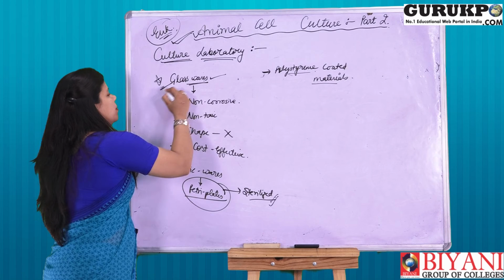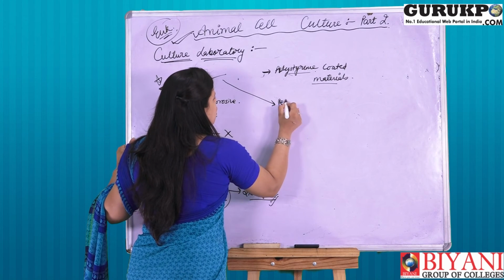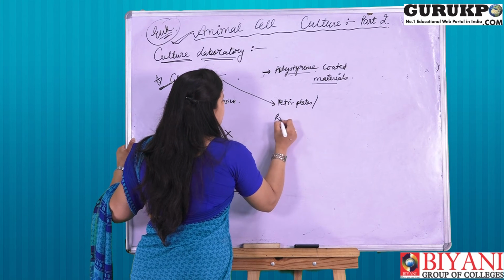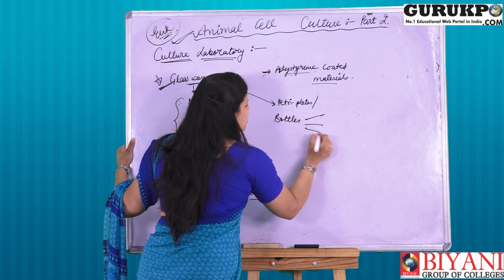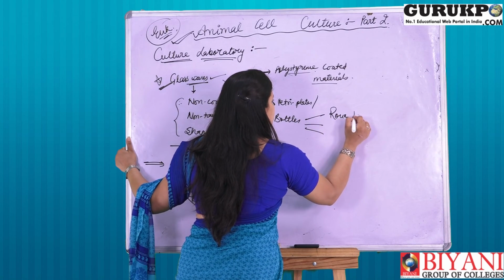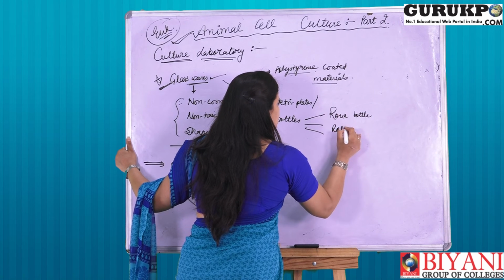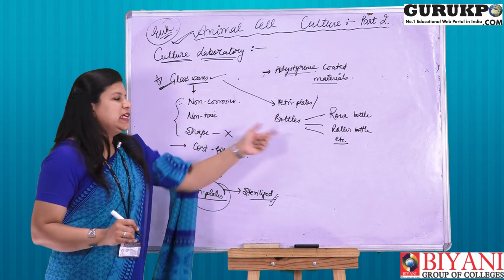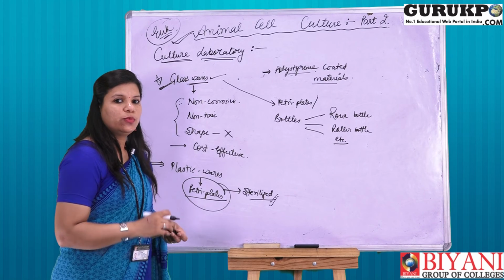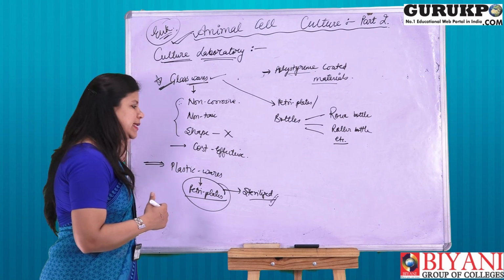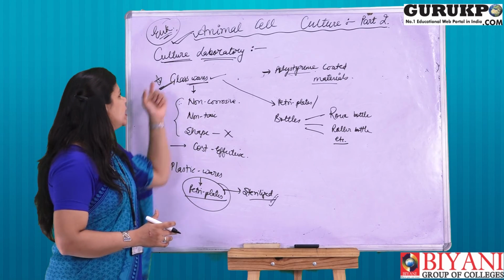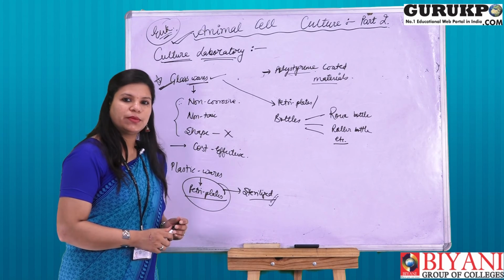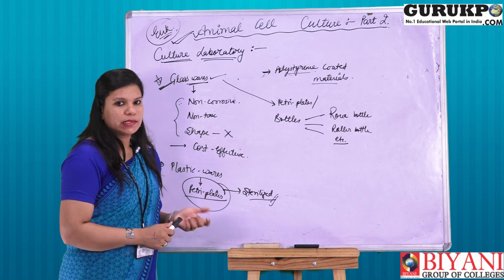Generally, the glasswares are being preferred. These glasswares are in the form of either the Petri plates, right, or the bottles. These bottles are further of various types like the Roux bottle, roller bottle, etc. These models are generally used for the primary cell culture, which we have already discussed in our previous lectures. So this is the basic need of a culture laboratory, the layout of the laboratory, and we have also discussed the sterilization methods along with the types of contaminants, right?